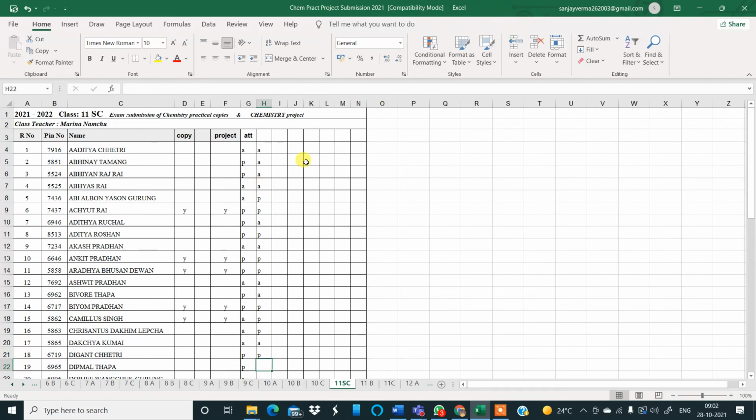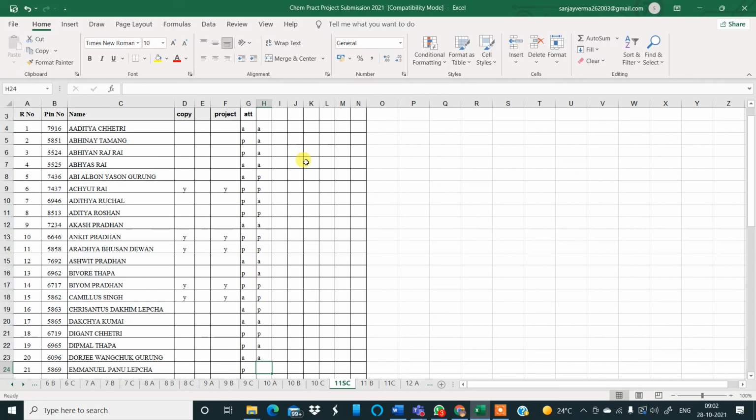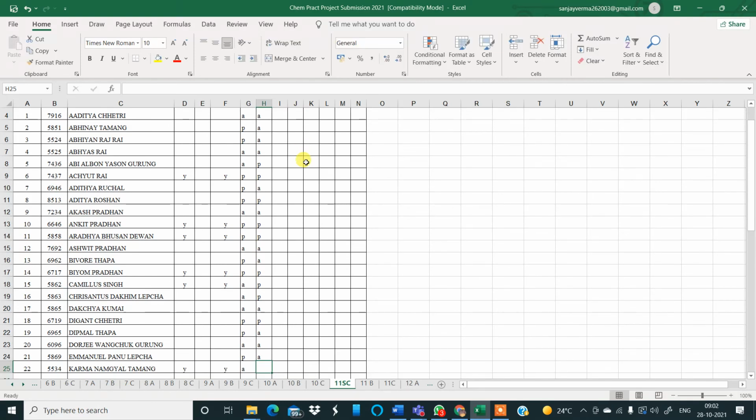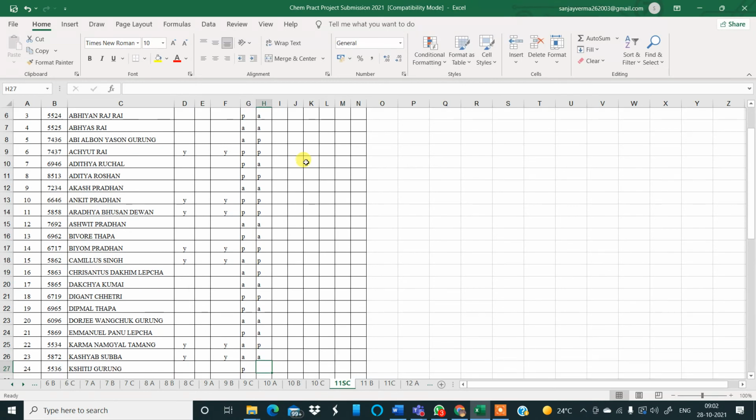Then Dipmal Thapa, absent. Dorji Wangchuk Gurung, absent. Emmanuel Panu Lepcha, also absent. He's gone to the school to submit the project. Torma Namgel Tamang, absent. Present, sir. Then Kashyap Subba, absent. Chitish Gurung, present, sir.